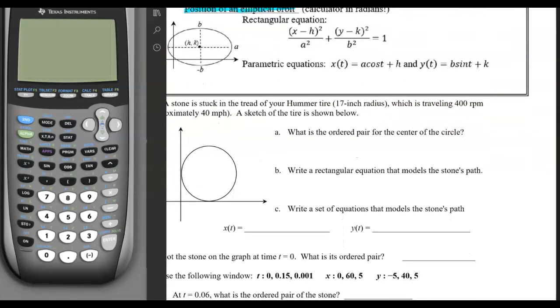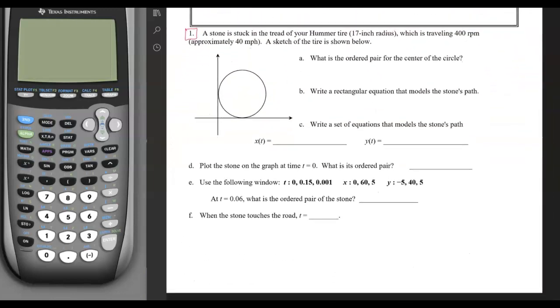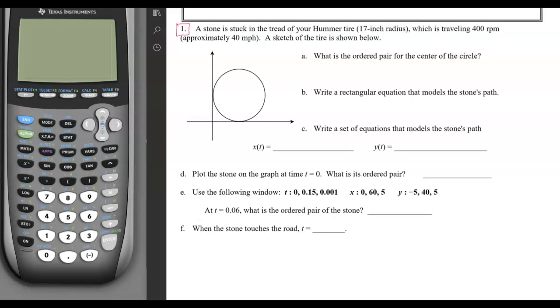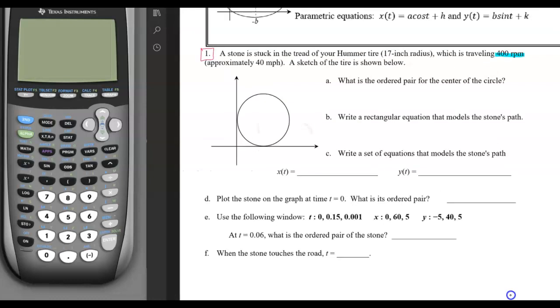So here, this one problem we're doing, and then we'll be done for today. A stone is stuck in the tread of a Hummer tire, that has a 17-inch radius, which is traveling 400 revolutions per minute. This is a velocity. Approximately 40 miles per hour. Speed is velocity. A sketch of the tire is shown below. And first it's asking, what is the ordered pair for the center of the circle?